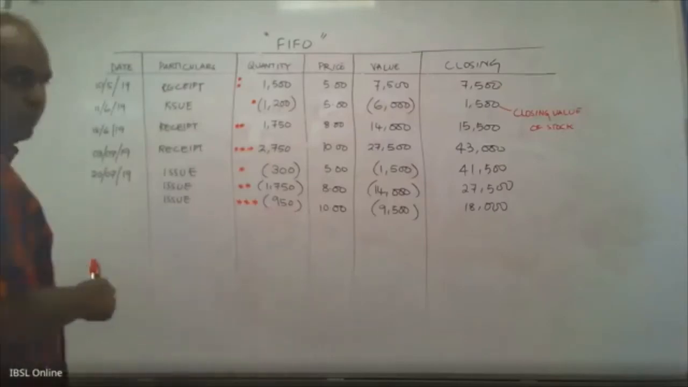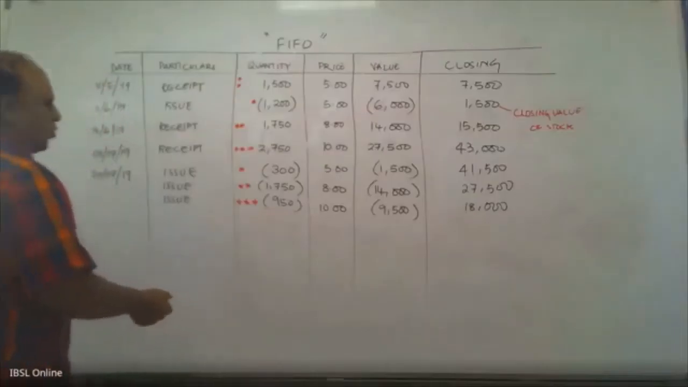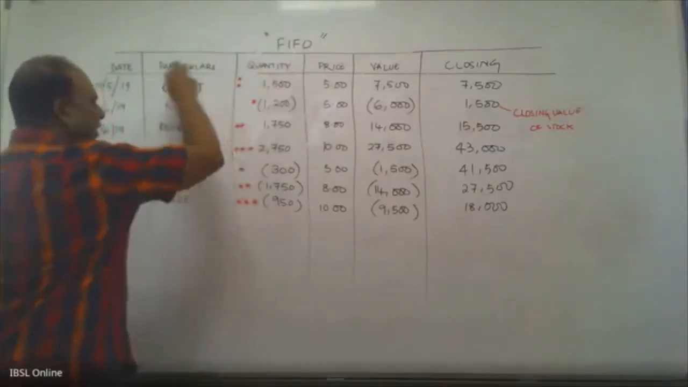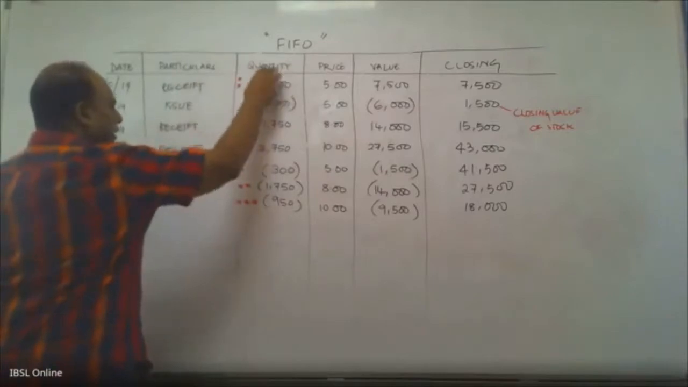What is 18,000? Out of 2,750, yes, we took 950. So there is a balance 1,800. Into 10, correct. 18. Very good. So 1,005 was the initial units that came in.